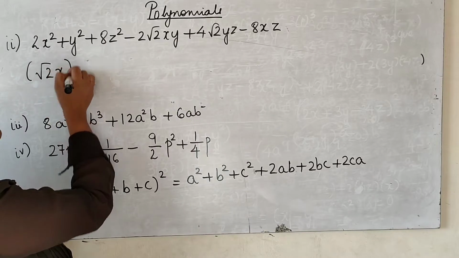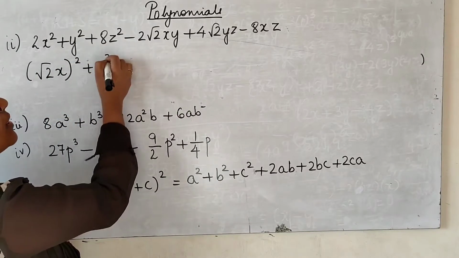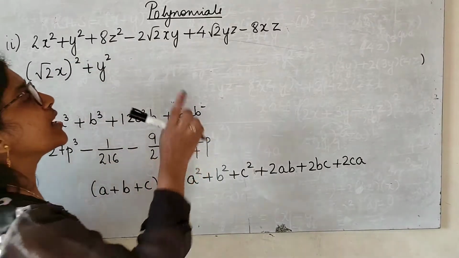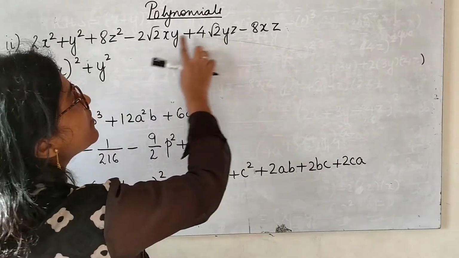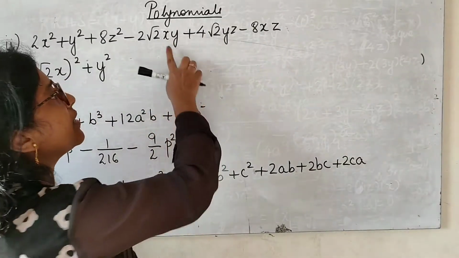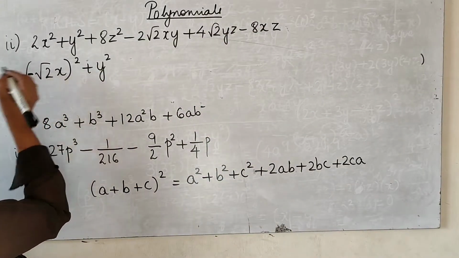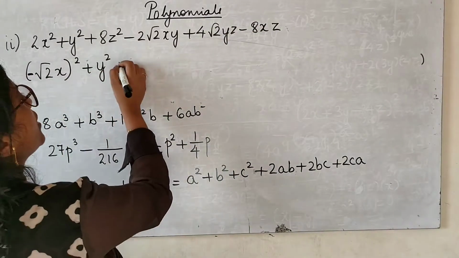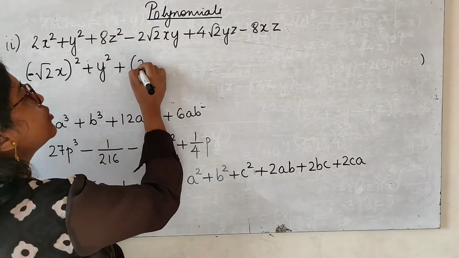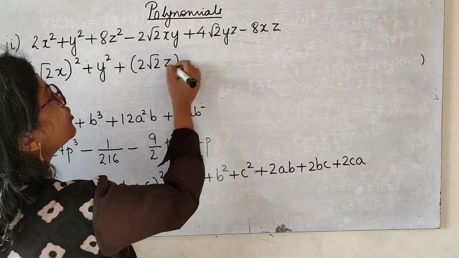So root 2x the whole square, y square. And now I will also try paying attention to which term is having negative. What is common in it? x. X is the common term. So with x I will write a negative sign. Okay, 8 can be written as 2 root 2 z the whole square.